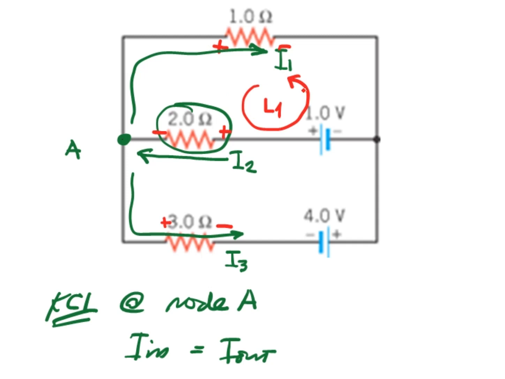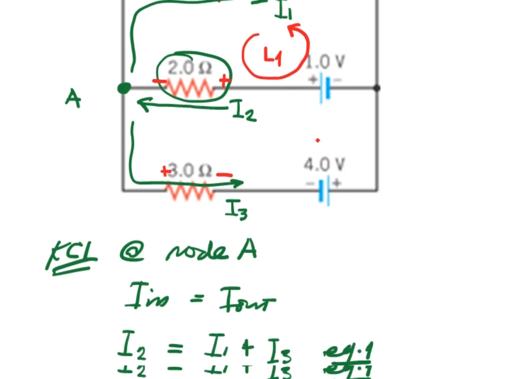Like for example, if this loop ay lalabas sa resistor 1 going in this direction, then lalabas siya doon sa positive terminal side. Then sa 2 ohm resistor, lalabas uli siya sa positive terminal side. Pero dito sa source, lalabas siya sa negative terminal side.